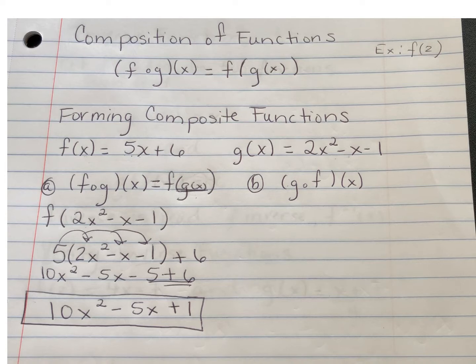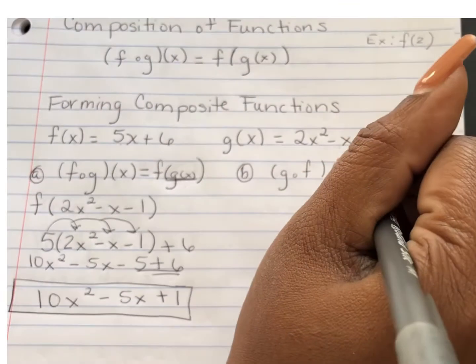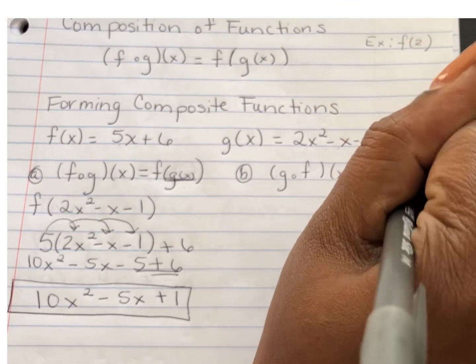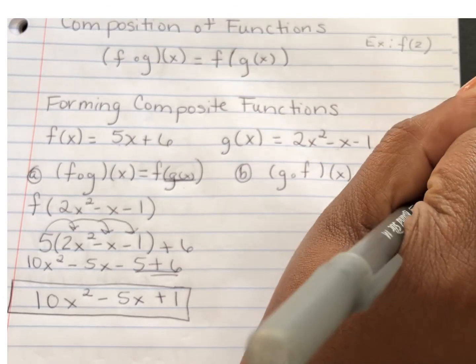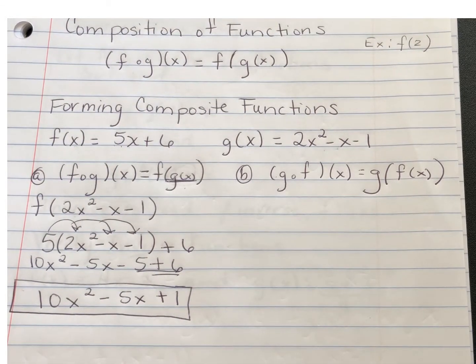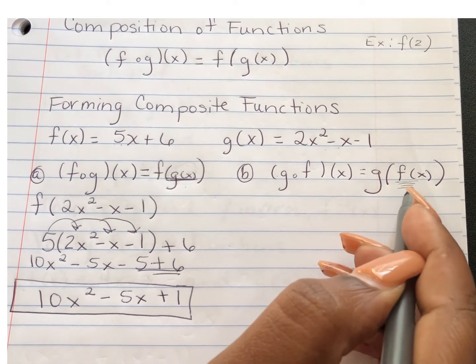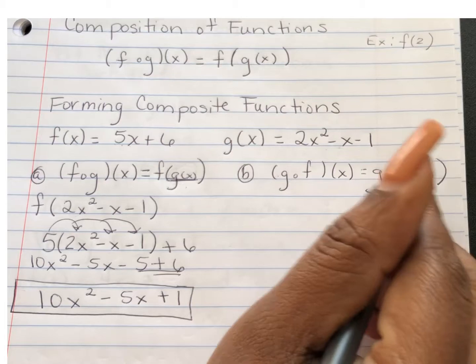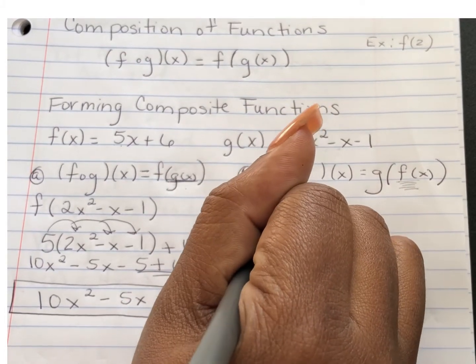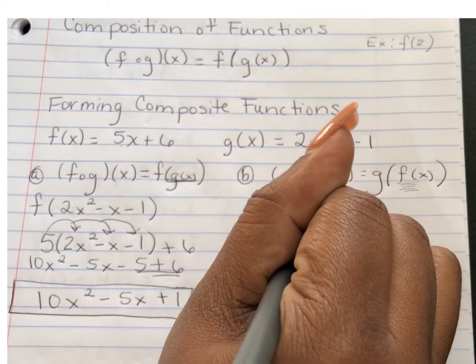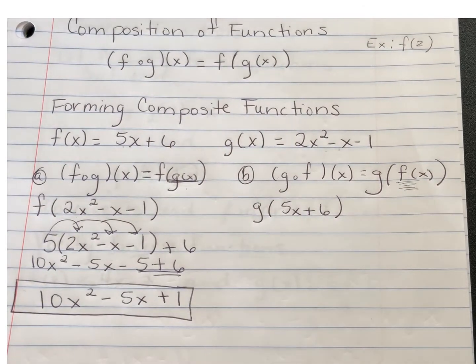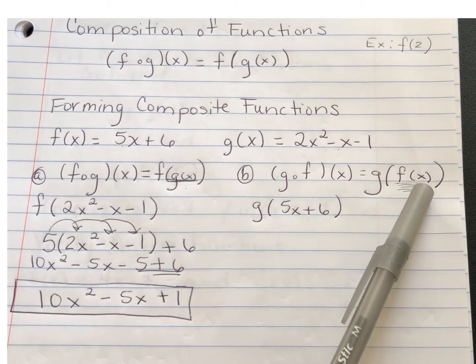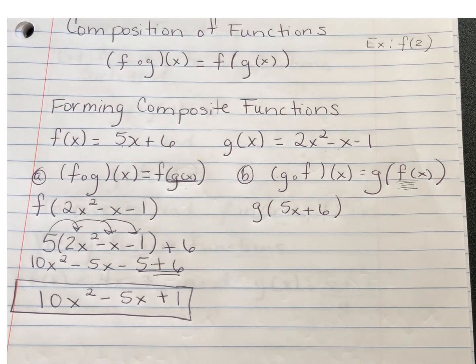Now if we look at B, B wants us to find g of f of x. So this time we got to replace the inside with f of x. I'm going to rewrite this as g of 5x plus 6. All I did was replace f of x with what it was equal to, 5x plus 6.